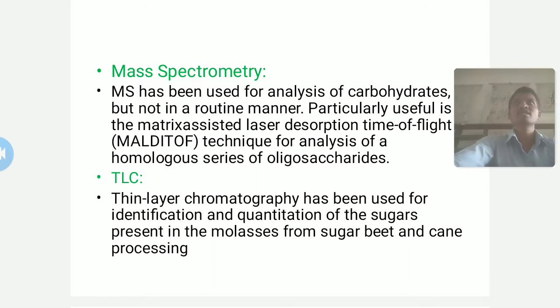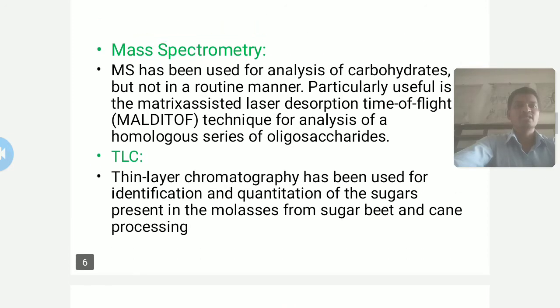Homologous series means these are series which differ by a carbon atom. So methane, ethane, propane, butane, pentane, this is one type of homologous series found in alkanes. Such homologous series in oligosaccharides can be analyzed using this mass spectrometry technique.